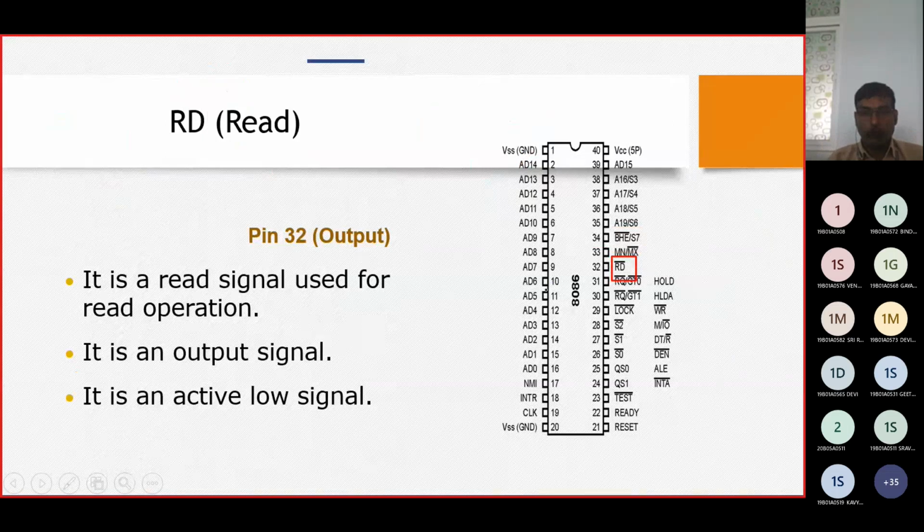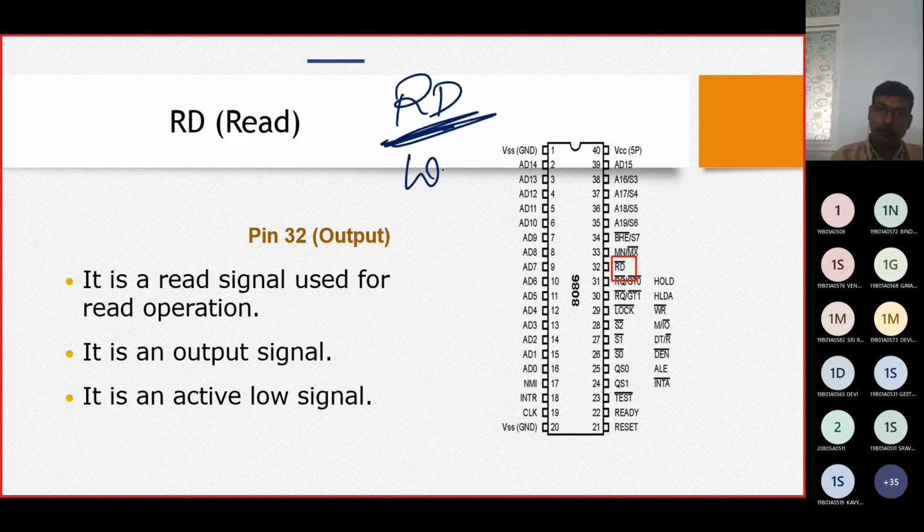Next one. What are the operations we can do on a microprocessor? One, we can make a read operation. Two, we can make a write operation. Other than that, nothing we can do on the laptop, right? You either make a read operation or a write operation. So we need a supporting pin to do this read, and a supporting pin to do this write.